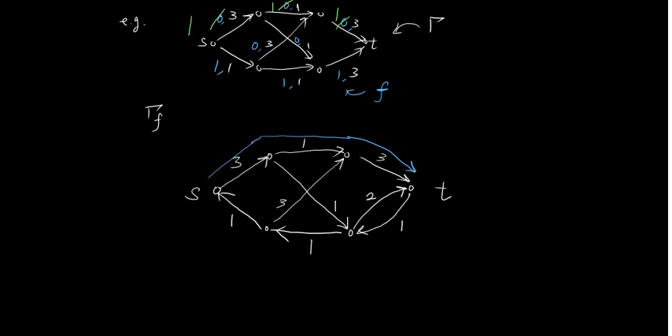So let's define such a path. You see, this path tells you that there is a way that you can increase the flow. So it's called an augmenting path.